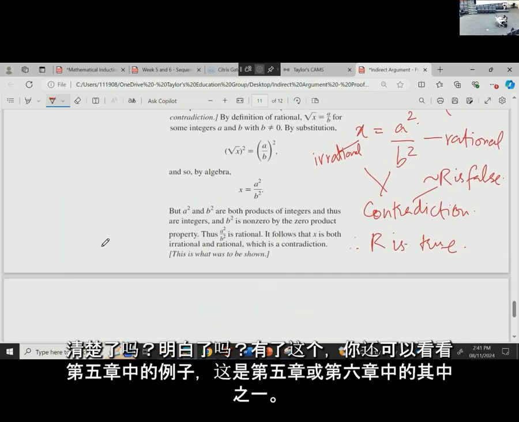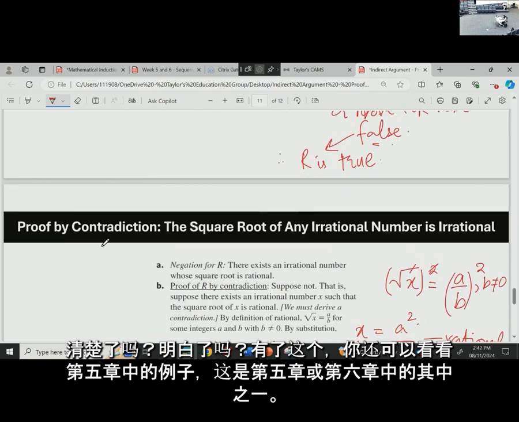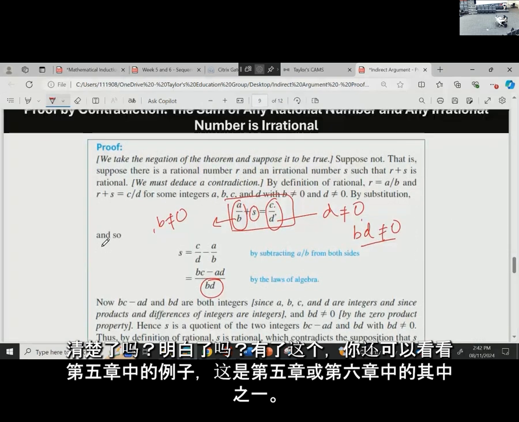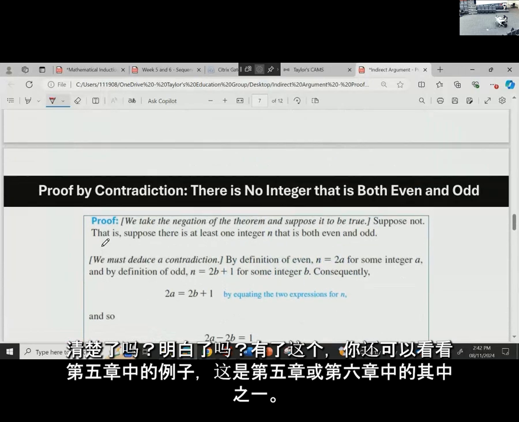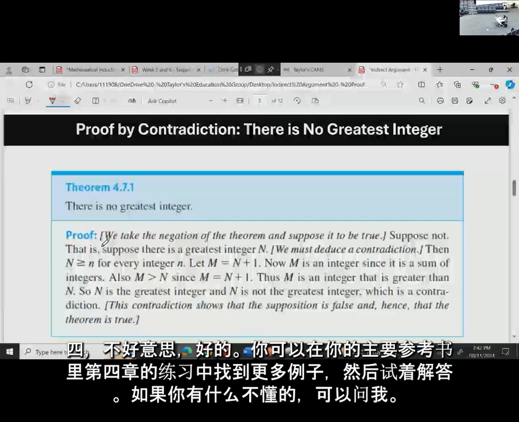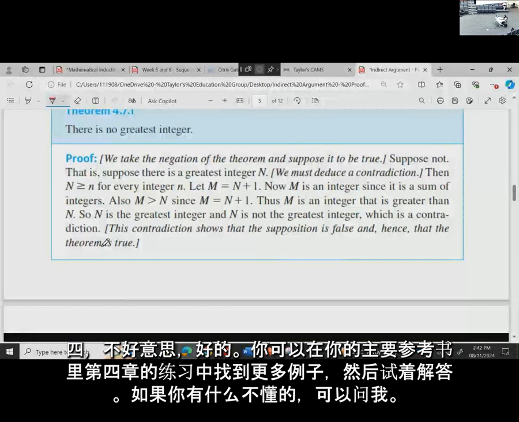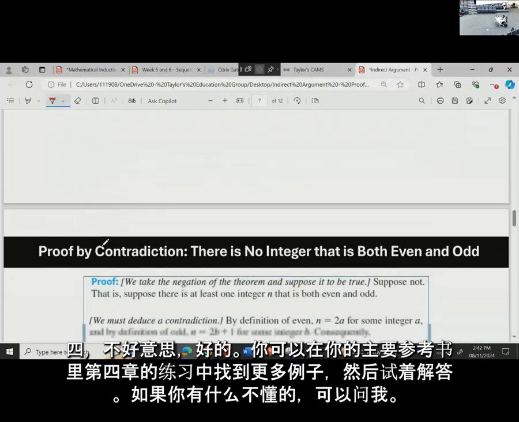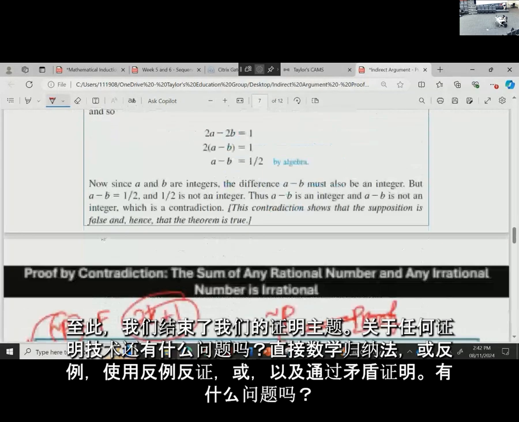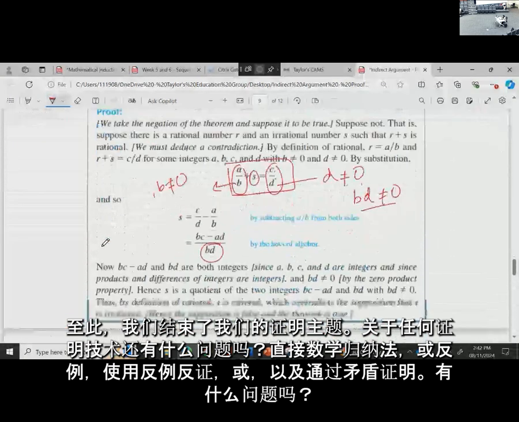With this, you can also look at examples in your chapter 5, or 6, one of these. Yeah, 4, sorry. You can find more examples in the exercises of chapter 4 in your main reference book, and try solving. If you don't understand anything, you can ask me. With this, we conclude our proof topic.